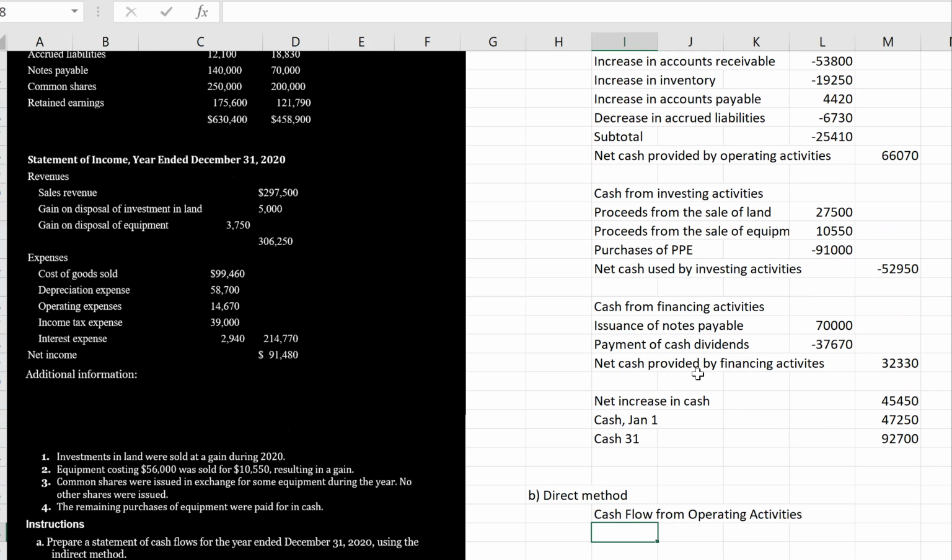Okay, so we're going to start here. One of the first items that we're going to need is cash collections from customers. These are pretty common headings, so I'm just going to bring these in and then we'll modify them as we go.